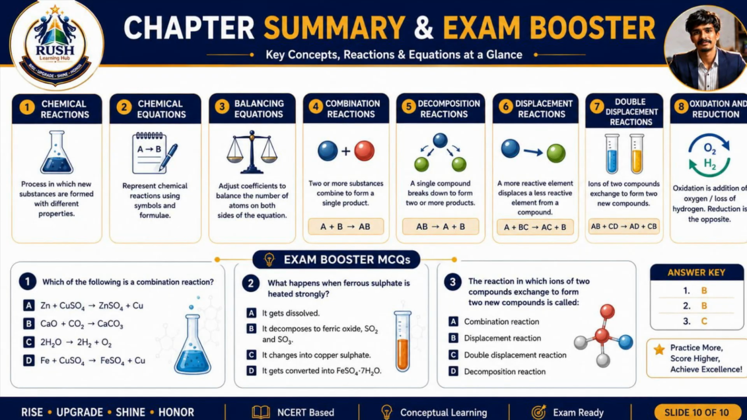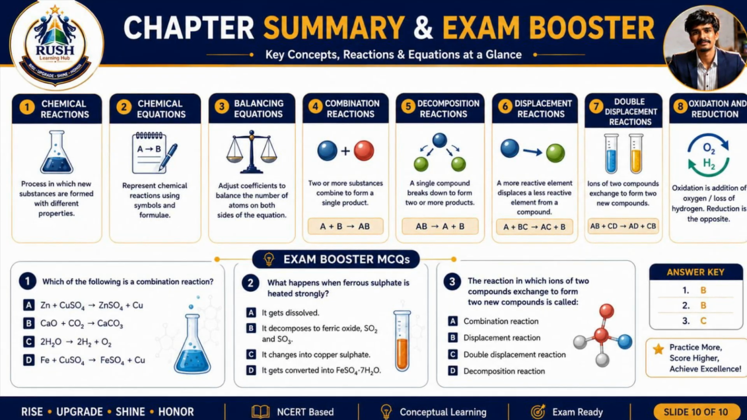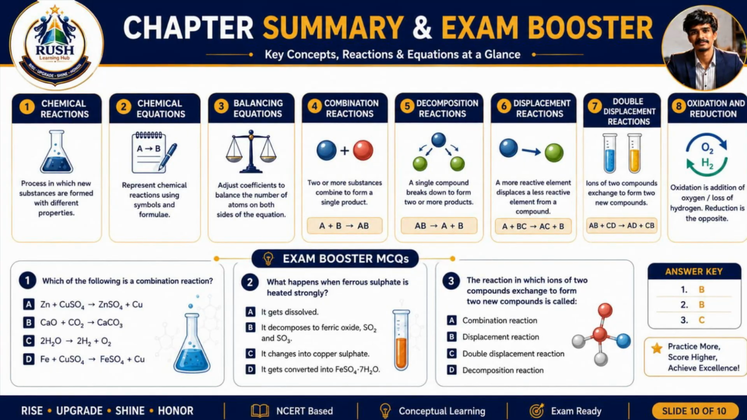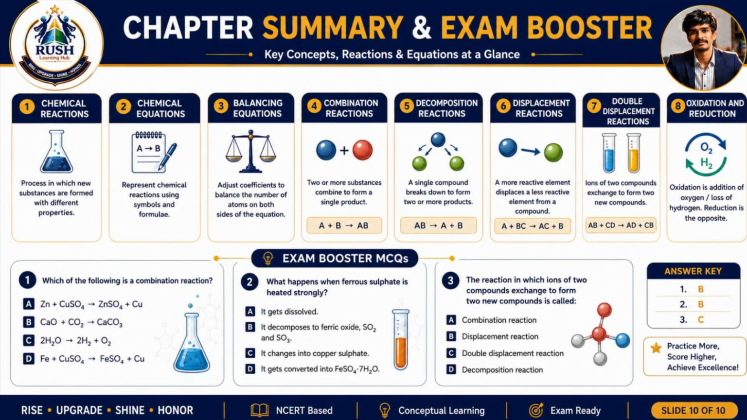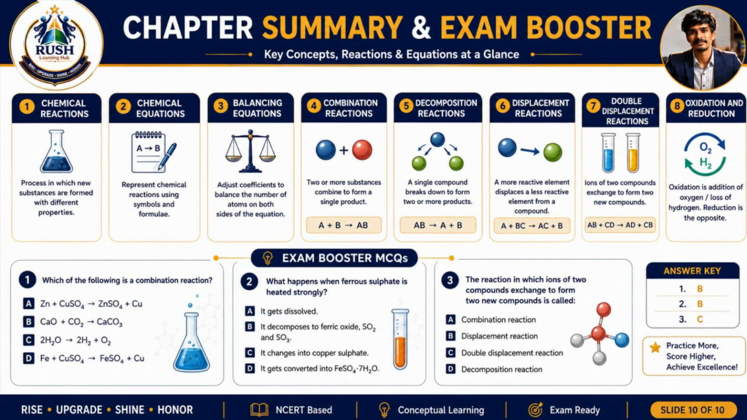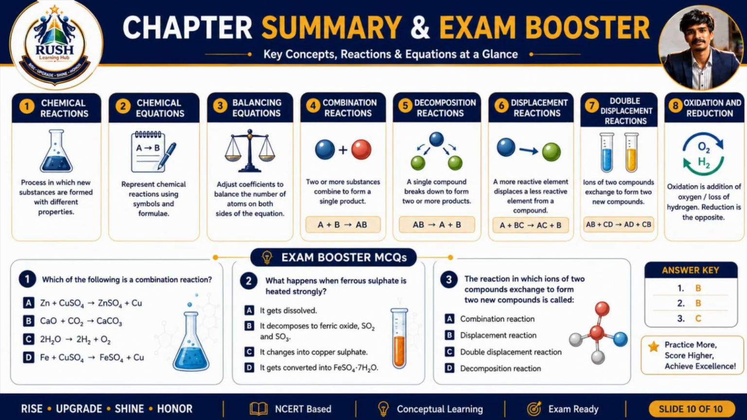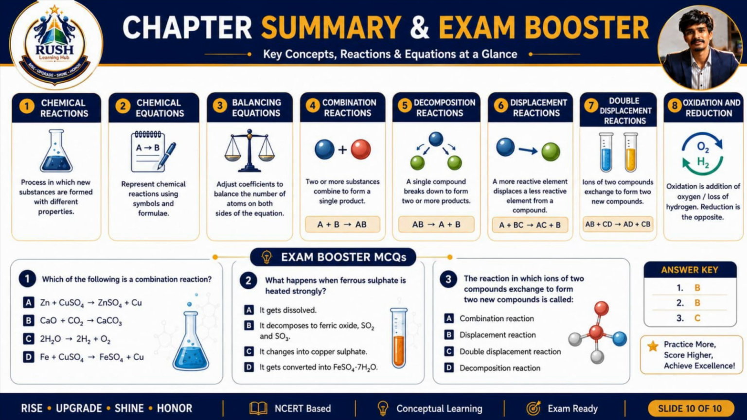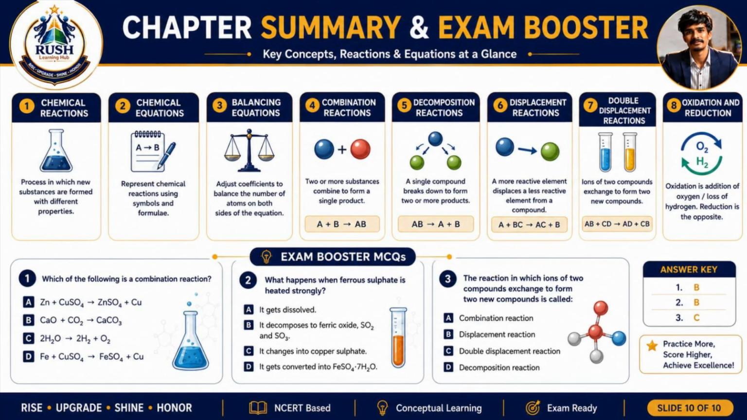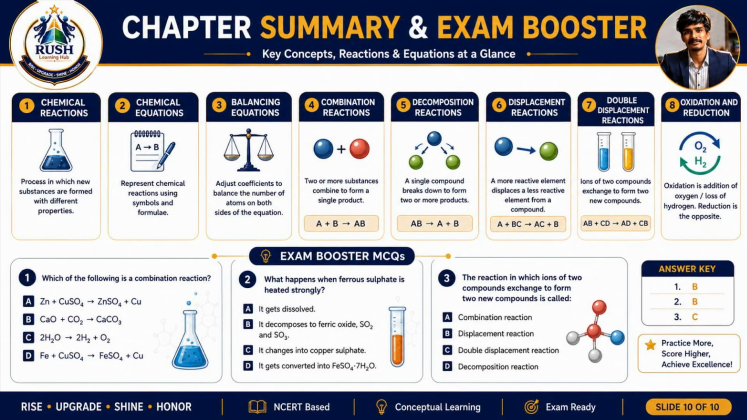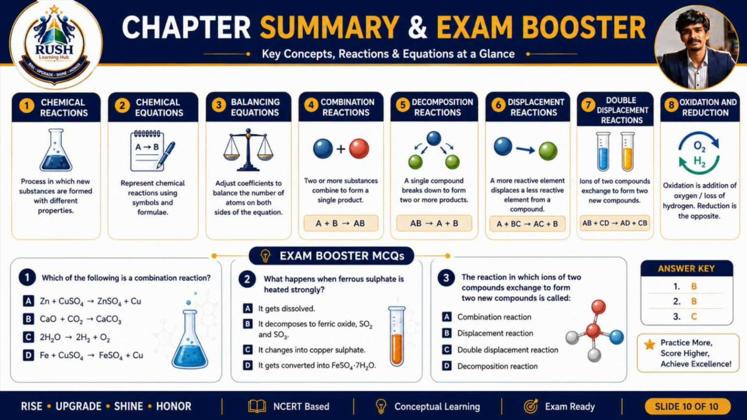Question 2. What happens when ferrous sulfate is heated strongly? The correct answer is option B. It decomposes to form ferric oxide, sulfur dioxide, and sulfur trioxide. Question 3. The reaction in which ions of two compounds exchange to form new compounds is called. The correct answer is option C. Double displacement reaction. Excellent work!